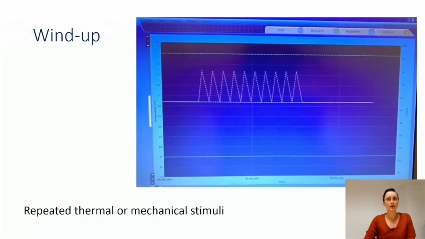For cold pain and heat pain, the test is similar to the cold detection and warm detection, but we actually ask the patients, the subjects, to identify whenever the temperature is being perceived as painful.